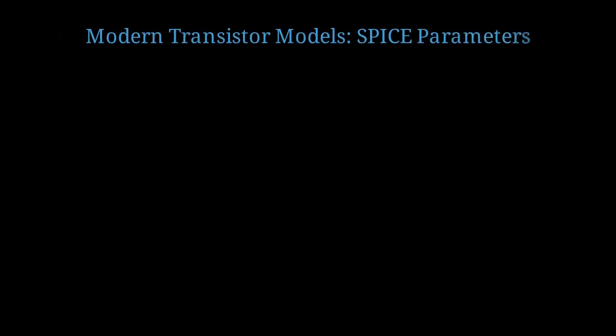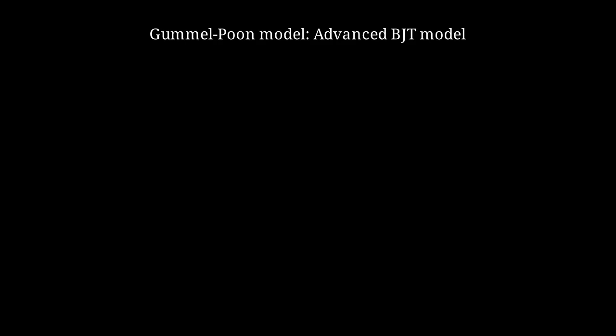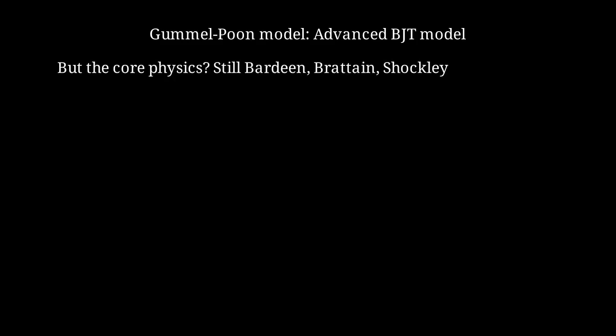Modern circuit simulators like SPICE use incredibly detailed transistor models with hundreds of parameters. The BSIM model for MOSFETs has over 100 parameters. These capture short channel effects, velocity saturation, hot carrier effects, and many other physical phenomena. For BJTs, the Gummel-Poon model extends the basic Ebers-Moll equations with additional effects like base width modulation and high injection behavior. Yet, at the core, all these models are built on the fundamental physics that Bardeen, Brattain, and Shockley discovered. The exponential junction law for BJTs and the charge control model for FETs remain the foundation.